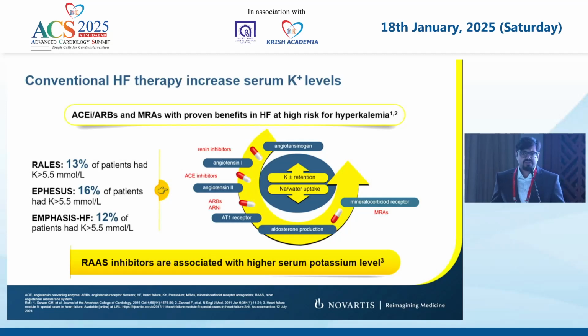So in conventional heart failure therapy, when we give an MR antagonist or RAS inhibition in the form of ACE inhibitors or ARB, the potassium level is what we need to monitor very frequently. In the RALES trial hyperkalemia was observed to the tune of 13%, in the EPHESUS trial 16%, and in EMPHASIS-HF 12%. As potassium levels go higher, the prognosis becomes that much poorer. So we have to be very careful when initiating RAS inhibition as well as MR antagonism at the same time.